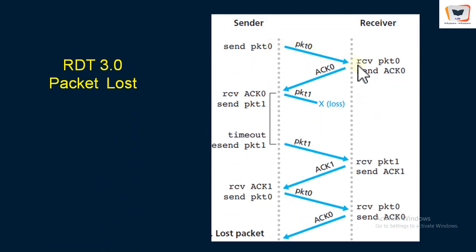So packet 0 leaves, it reaches, acknowledgement 0 arrives. Packet 1 starts its journey, and somewhere it is lost in between. Since it has not reached the receiver end, after a certain amount of time, packet 1 times out. Then the sender will once again retransmit packet 1, and ACK 1 is available.